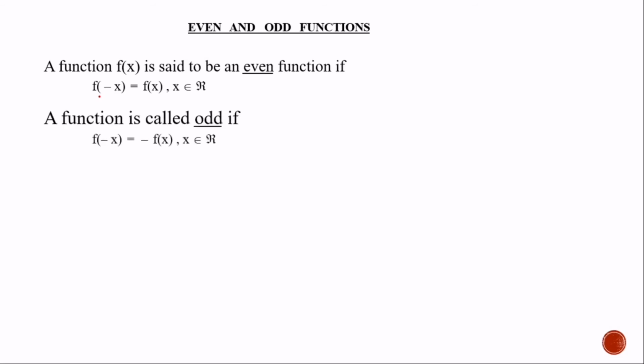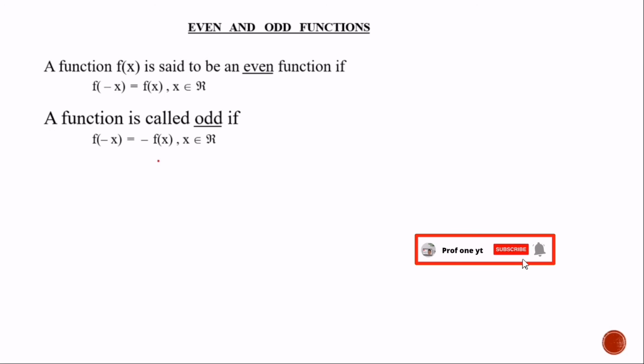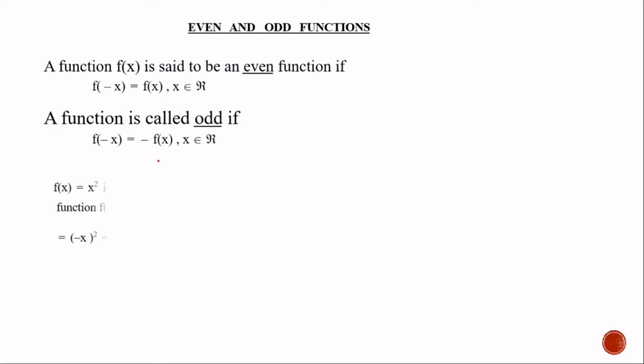So let's go to the odd function. A function is said to be odd if, when you find f of negative x, it's going to give you the negative of the whole function. So with the even function, when you find the negative, you're going to get the positive function. But with the odd function, you can bring the negative out and take the function, so you are going to negate the function.